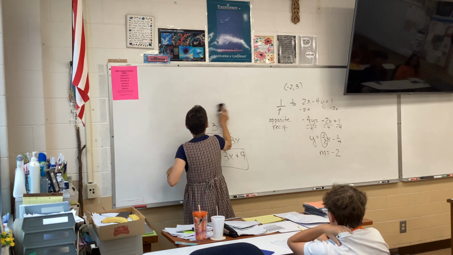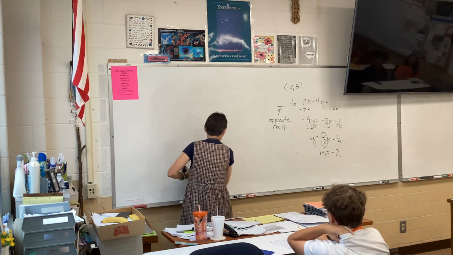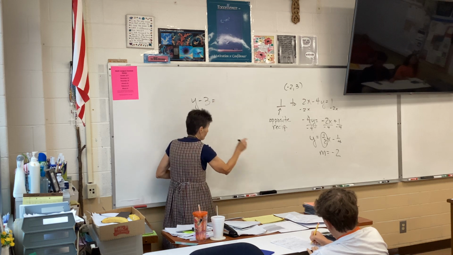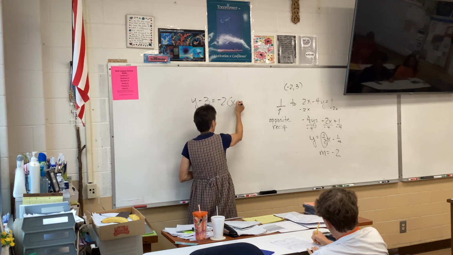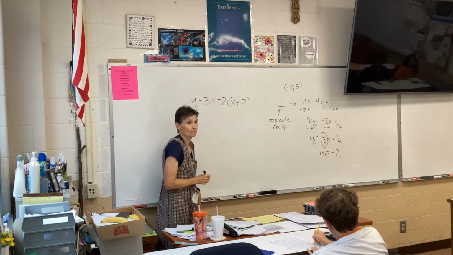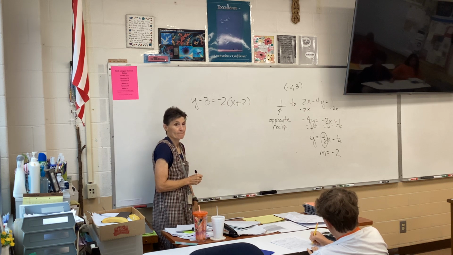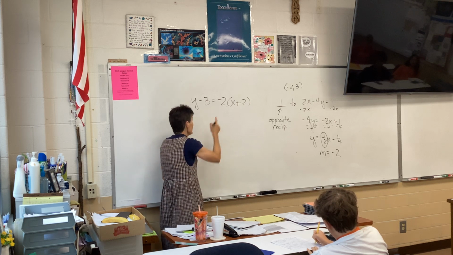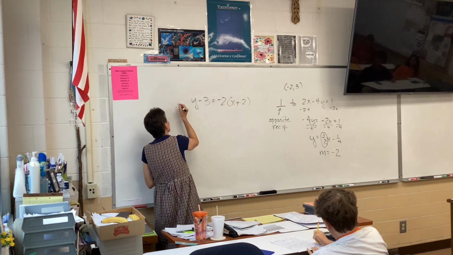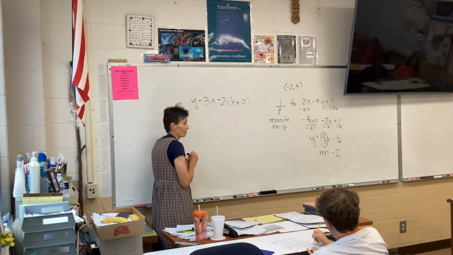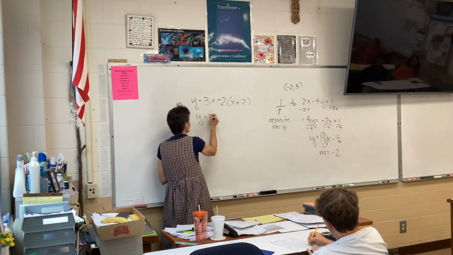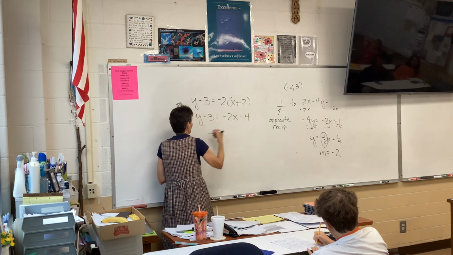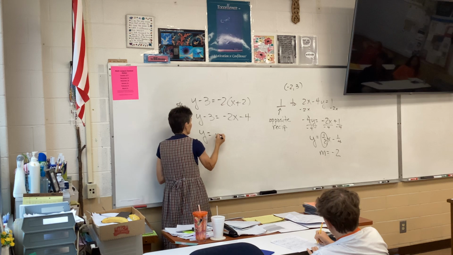So y minus 3 equals -2 times (x plus 2). Distribute. If the directions said point-slope, done. If we need slope-intercept, then we're going to carefully distribute and add the 3.